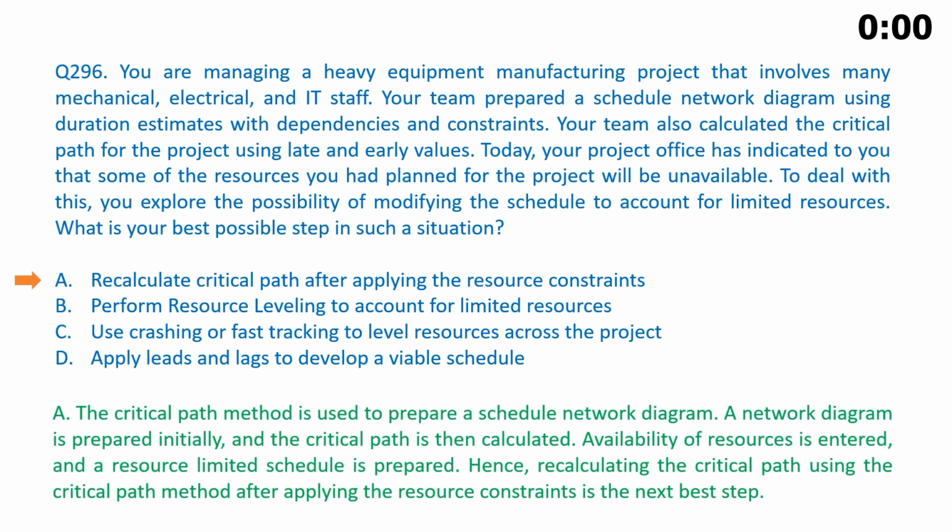The correct answer is A. The critical path method is used to prepare a schedule network diagram. A network diagram is prepared initially, and the critical path is then calculated. Availability of resources is entered, and a resource-limited schedule is prepared. Hence, recalculating the critical path using the critical path method after applying the resource constraints is the next best step.